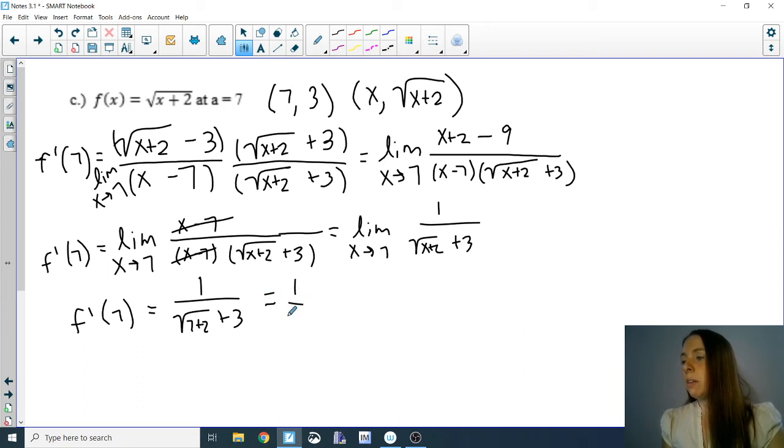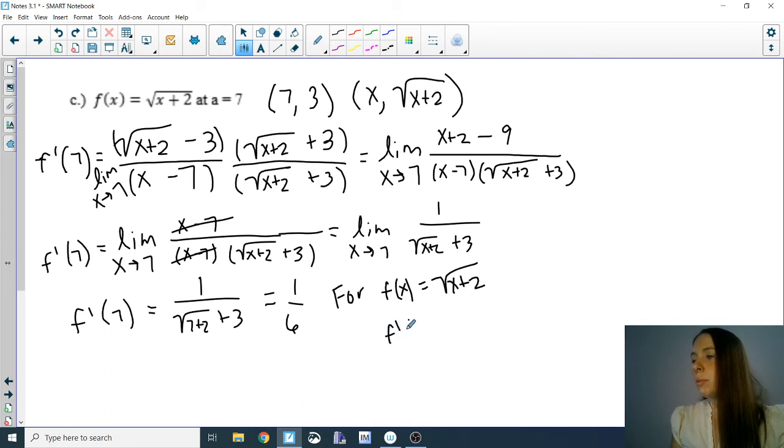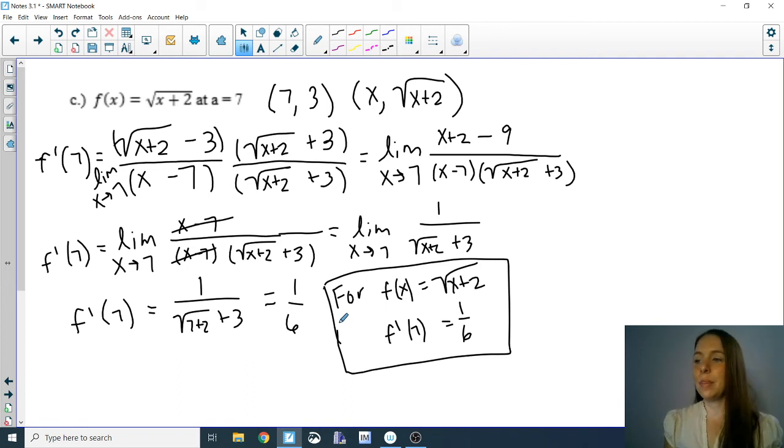We'll write this one out fully, even though it's kind of one that's difficult to, look at your answer key and make sure the answer is a 6. It is. All right. I've been teaching for 10 years, but I'm still not confident. All right. So we're going to write this as: for f of x equals root x plus 2, f prime at 7 equals 1/6. That's what we just found. Yay.